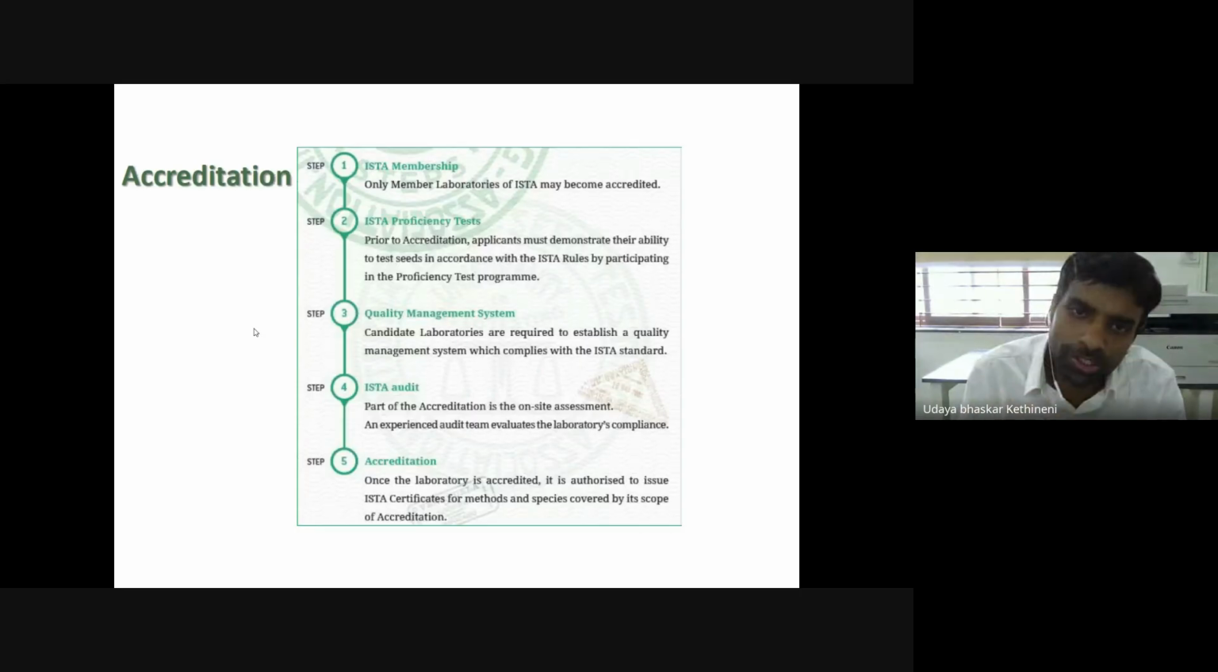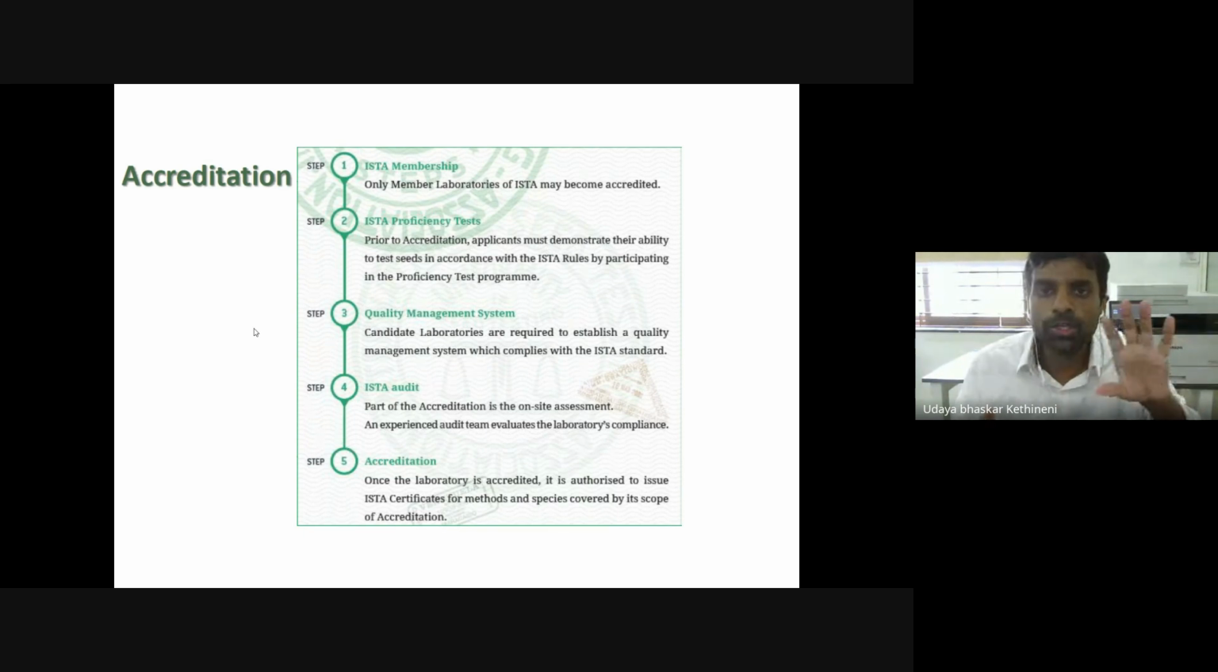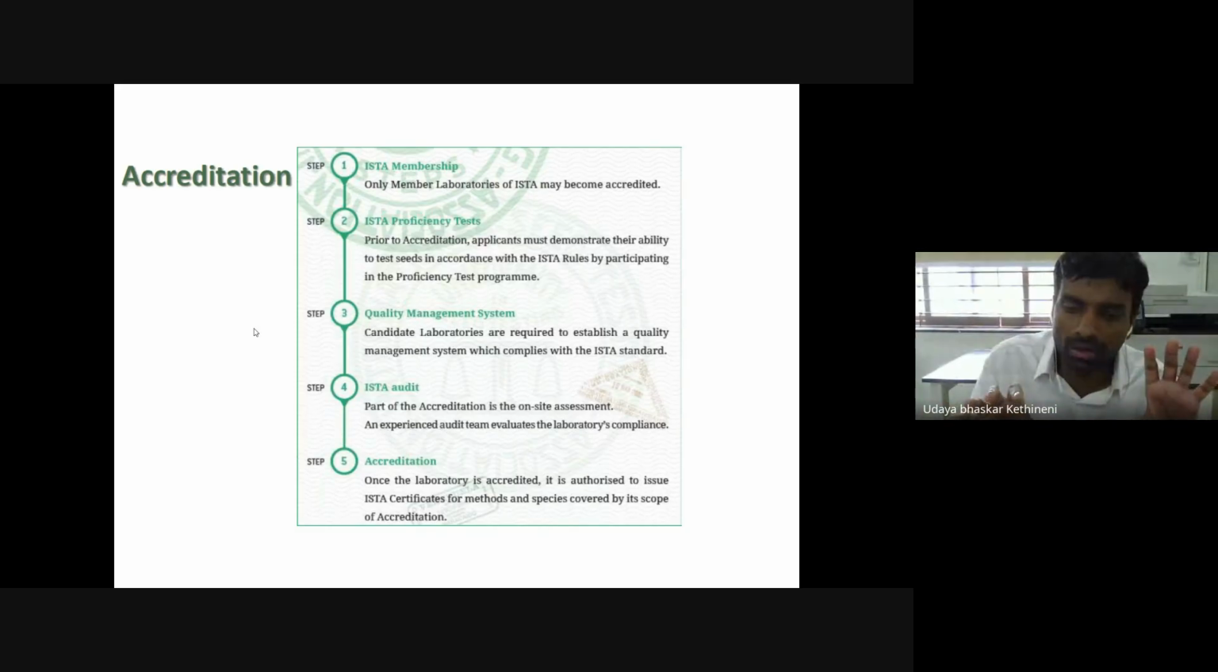After getting ISTA membership, the next point is participation. You have to participate in proficiency testing. Your laboratory need not participate in all the testing zones. For example, there are sampling, purity analysis, germination testing, viability testing, moisture testing, seed health parameters, species and variety testing, and GMOs. There are so many. No need to take all.